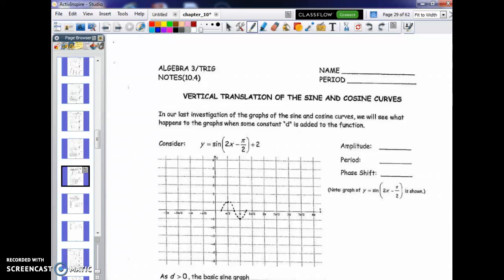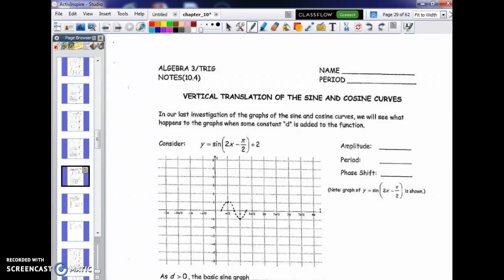Show the vertical translation of the sine and cosine curves. In our last investigation of the graphs of sine and cosine curves, we will see what happens to the graph when some constant d is added to the function. So these are our 10.4 notes.